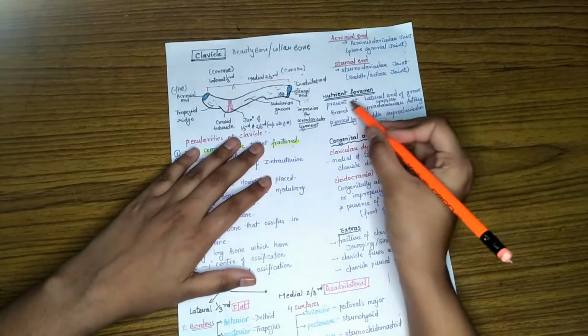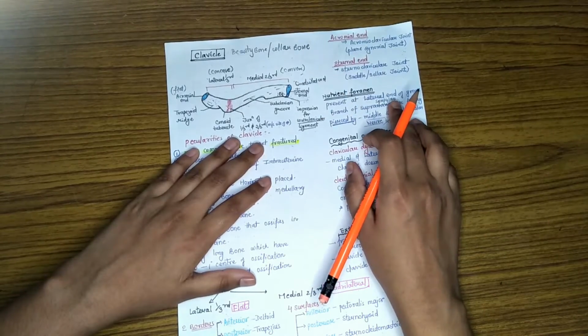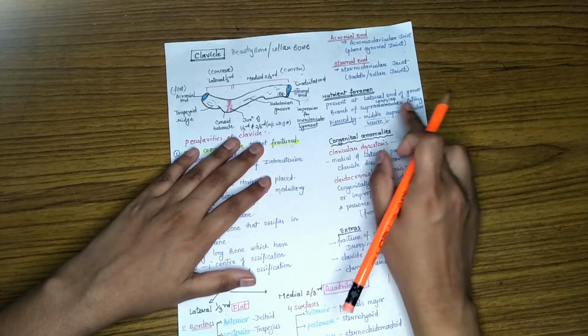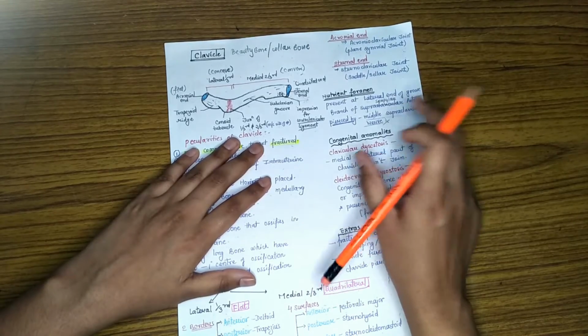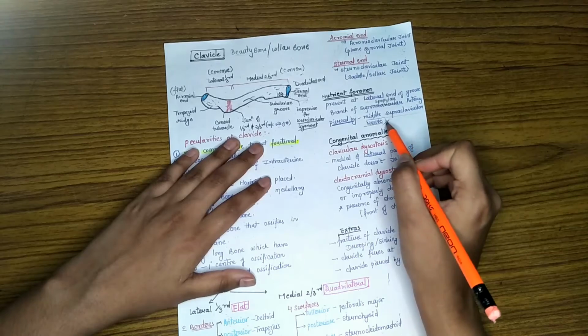So now we will talk about the nutrient foramen. The nutrient foramen is present at the lateral end of the groove, and it transmits a branch of the suprascapular artery, but occasionally it can be pierced by the middle supraclavicular nerve.